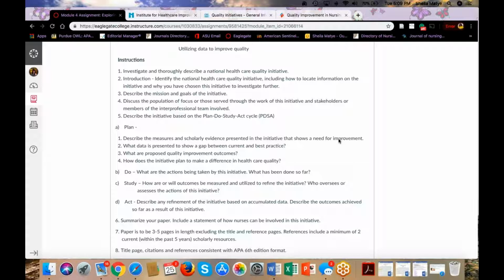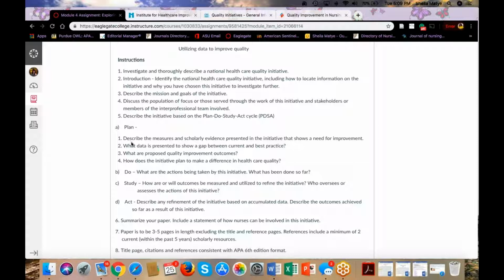And this is where you utilize the LIRN. You talk about home health care initiative, things like that. And I'll bring up an example of what I'm talking about. But under the plan, do, study, act, this is where you're going to have a lot of your citing of your references.